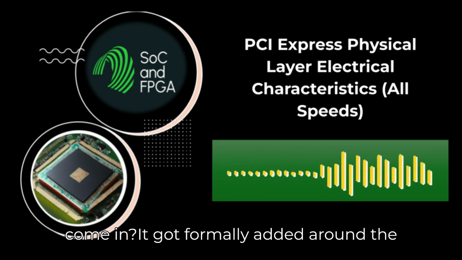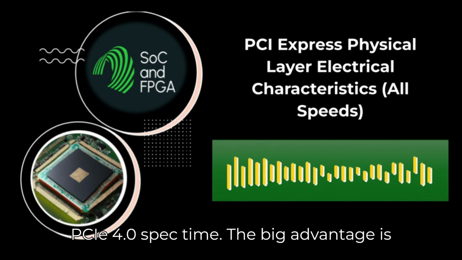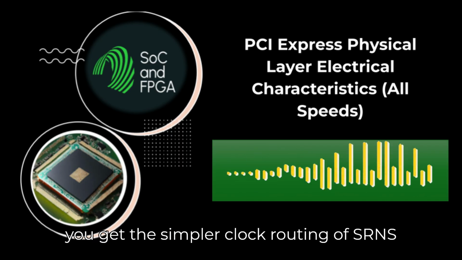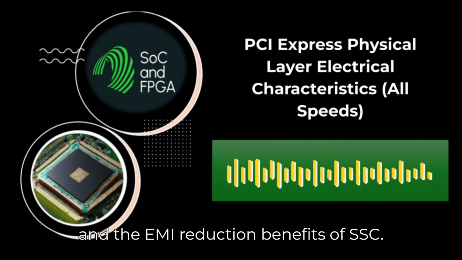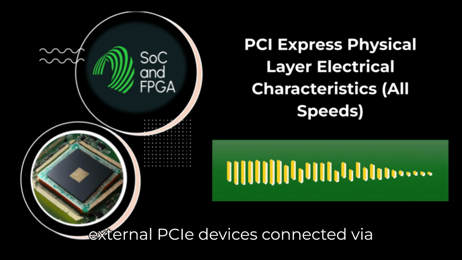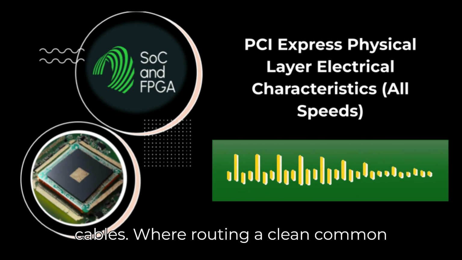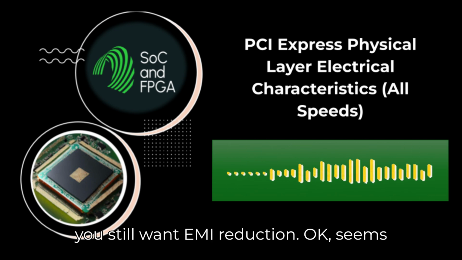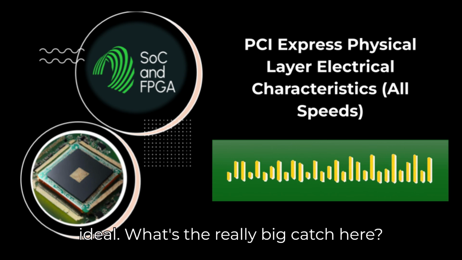When did this come in? It got formally added around the PCIe 4.0 spec time. The big advantage is you get the simpler clock routing of SRNS and the EMI reduction benefits of SSC. This is really appealing for things like external PCIe devices connected via cables, where routing a clean common clock over a cable is very difficult, but you still want EMI reduction. Okay, seems ideal. What's the really big catch here?